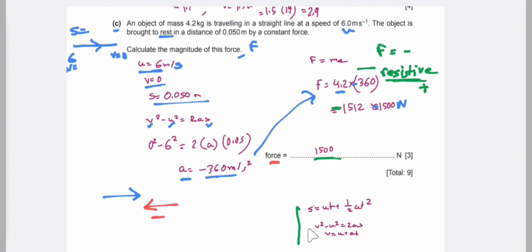And here are the three equations that you can use: s is equal to ut plus half at square, v square minus u square is equal to 2as, and v is equal to u plus at. So these are the equations for motion.